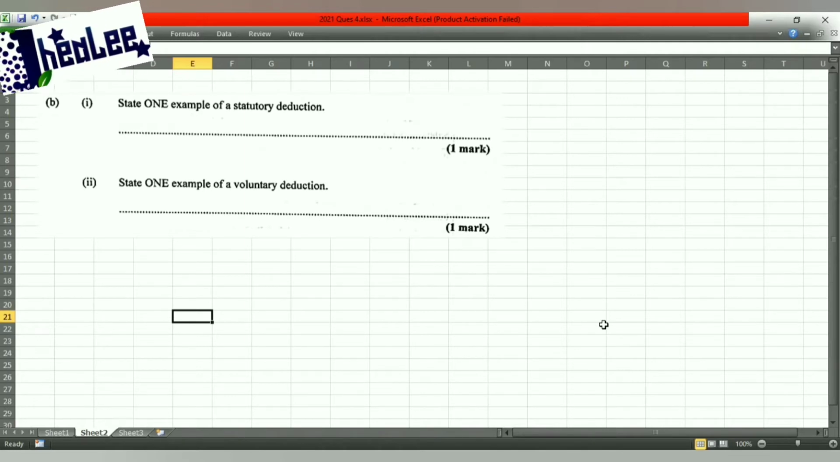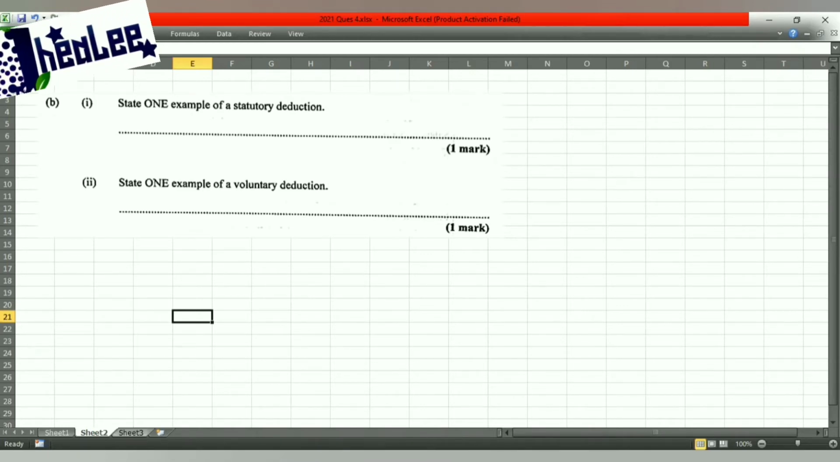Part 2 of B, state one example of a voluntary deduction. Voluntary deductions, these are by choice. The employee's decision to take these out of his or her pay. Examples of those are union dues, savings. There may be loan installments that you have to pay monthly. You have health insurance, etc. Those are just some examples of the voluntary deductions.